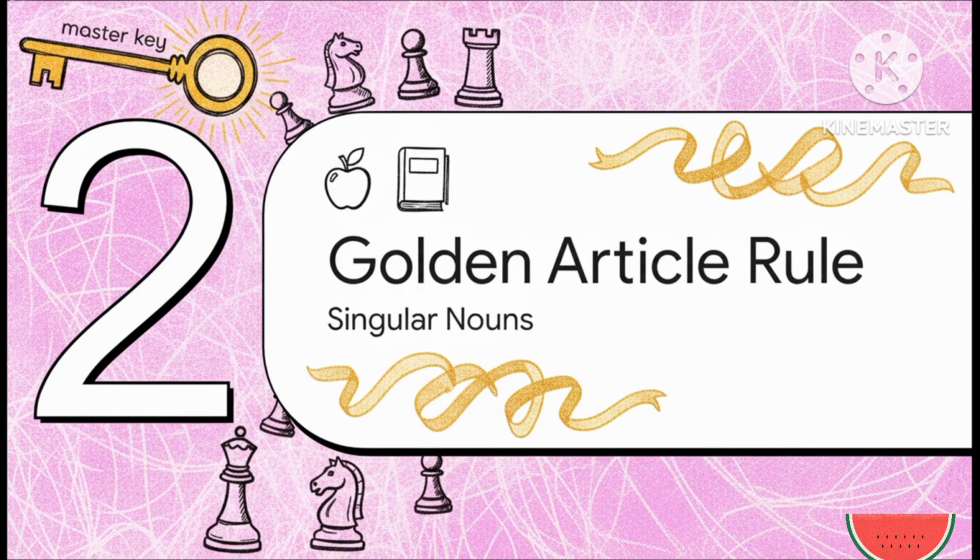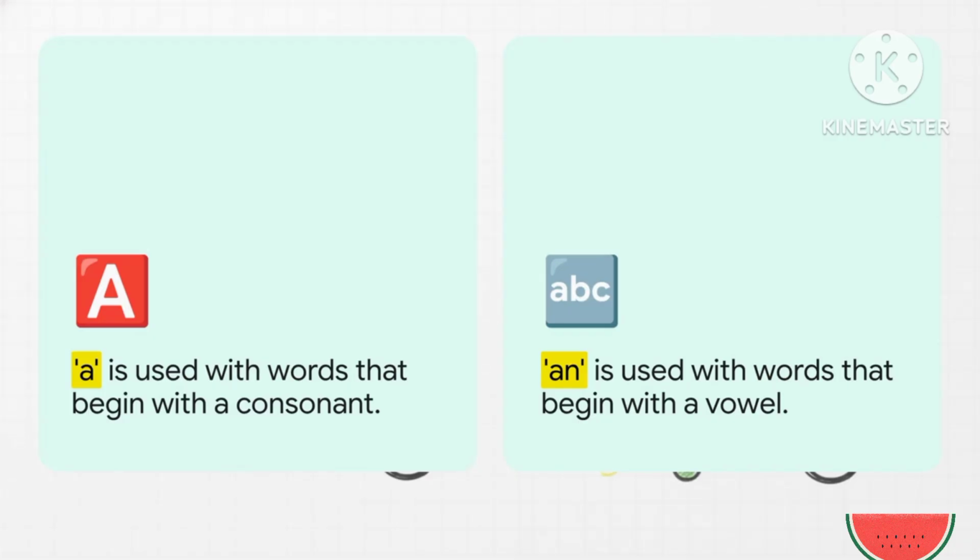Section 2. The Golden Article Rule. Now, check out the perfect binary this creates. On the left side, a is used with words that begin with a consonant. And on the right side, an is used with words that begin with a vowel. Remember, a and an are both strictly used for singular nouns. We're talking just one thing, one person, one animal, or one place. The entire phonetic choice between these two tiny words rests solely on the very first letter of the noun that follows it. It's such a simple rule, but it literally dictates the physical flow of air from our lungs.